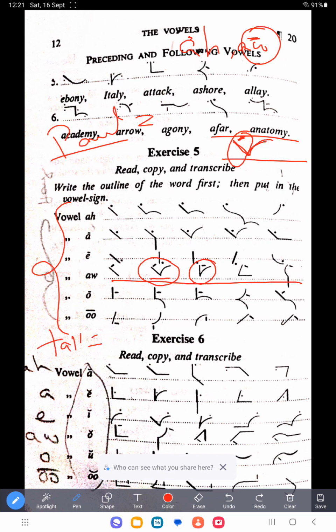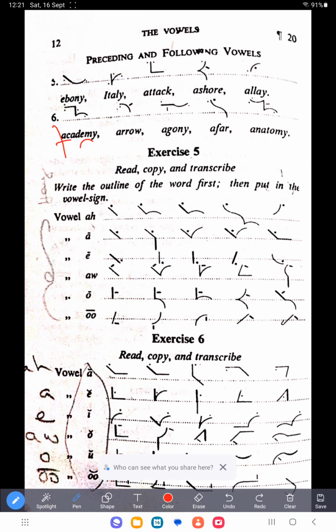The same example, the same sound, we are hearing AW. So we need to start writing from above the line. Now you decide the strokes. That is taw, T stroke 90 degrees, and L the stroke.